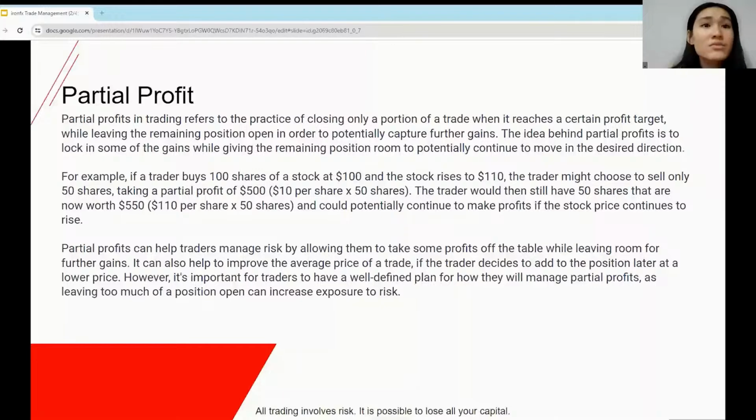Okay, so in the context of trading, it can help you to manage risk by allowing you to take some profits off of the table while leaving room for further gains. It can also help to improve the average price of a trade if you decide to add to the position later at a lower price. However, it's important to note that you should have a well-defined plan for how you manage partial profits, as leaving too much of a position open can increase exposure to risk.